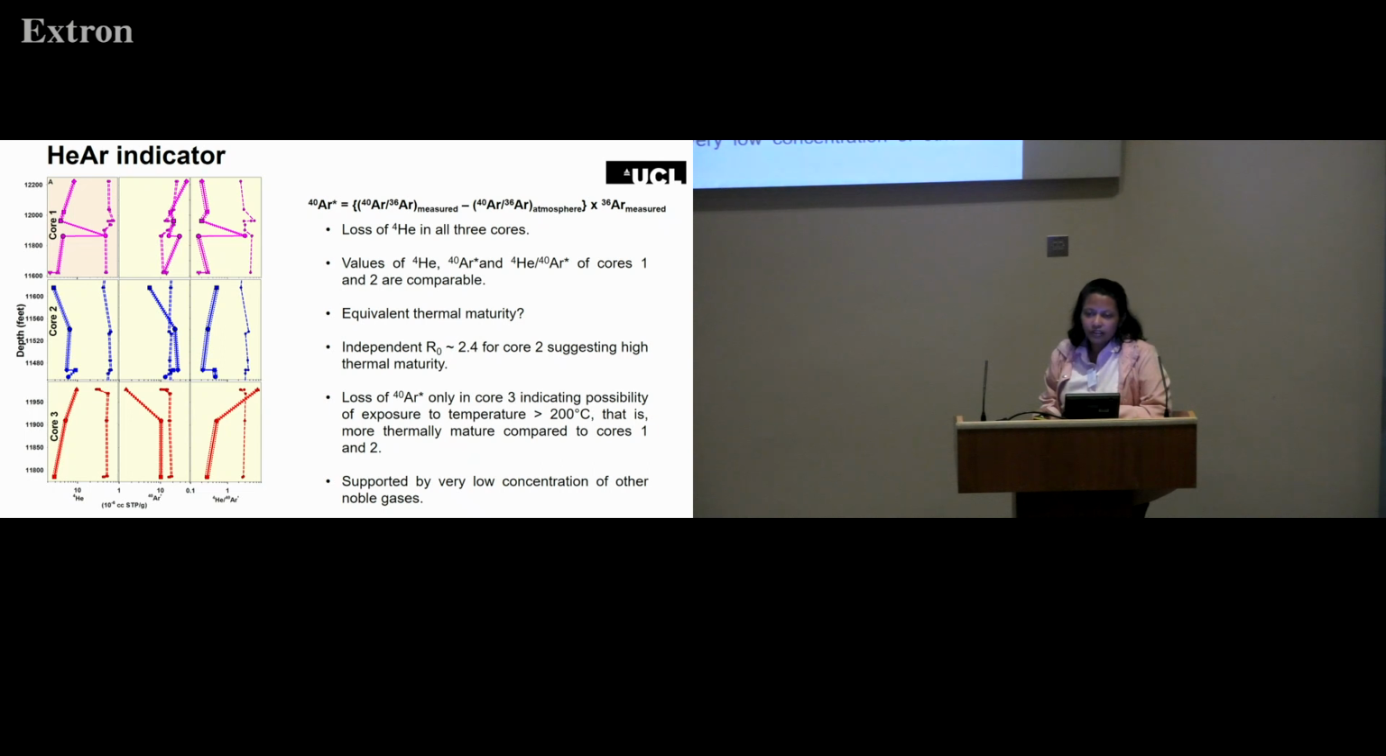If you lose this argon, which mostly sits in the clays, and I'm not going into why it sits in the clay, but that's where it sits, it means it has been exposed to high temperature, like 200 degrees centigrade. We also do not find much noble gases in them, so most of the volatiles have been lost from the system, so maybe not very good from the economic perspective to look for natural gas farther on.